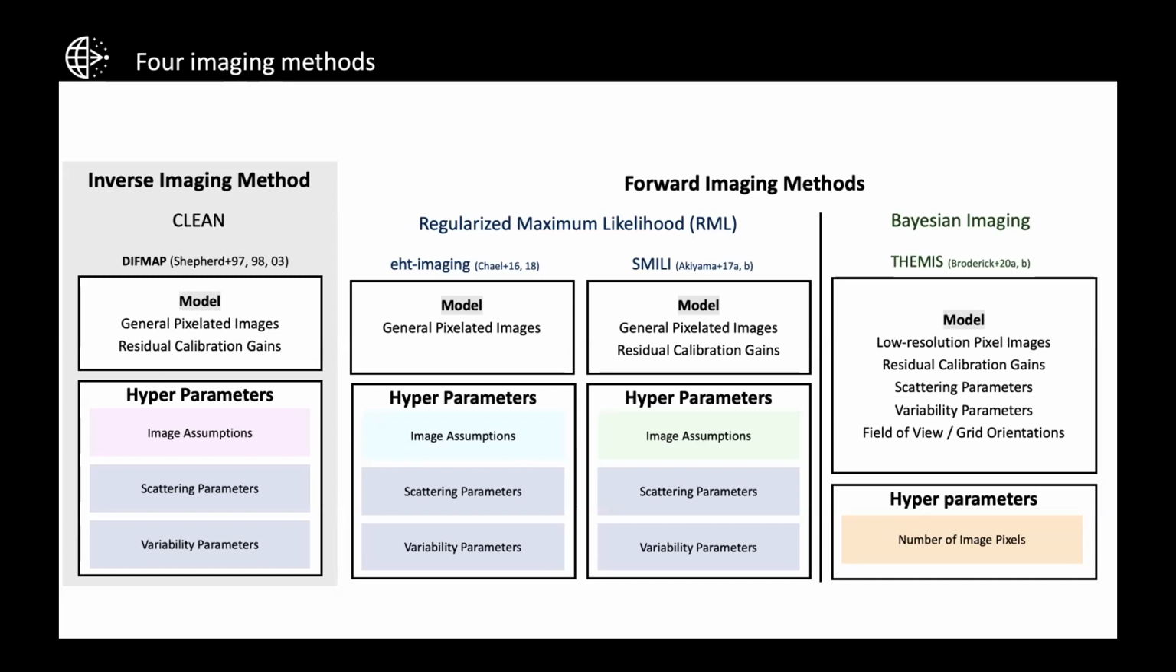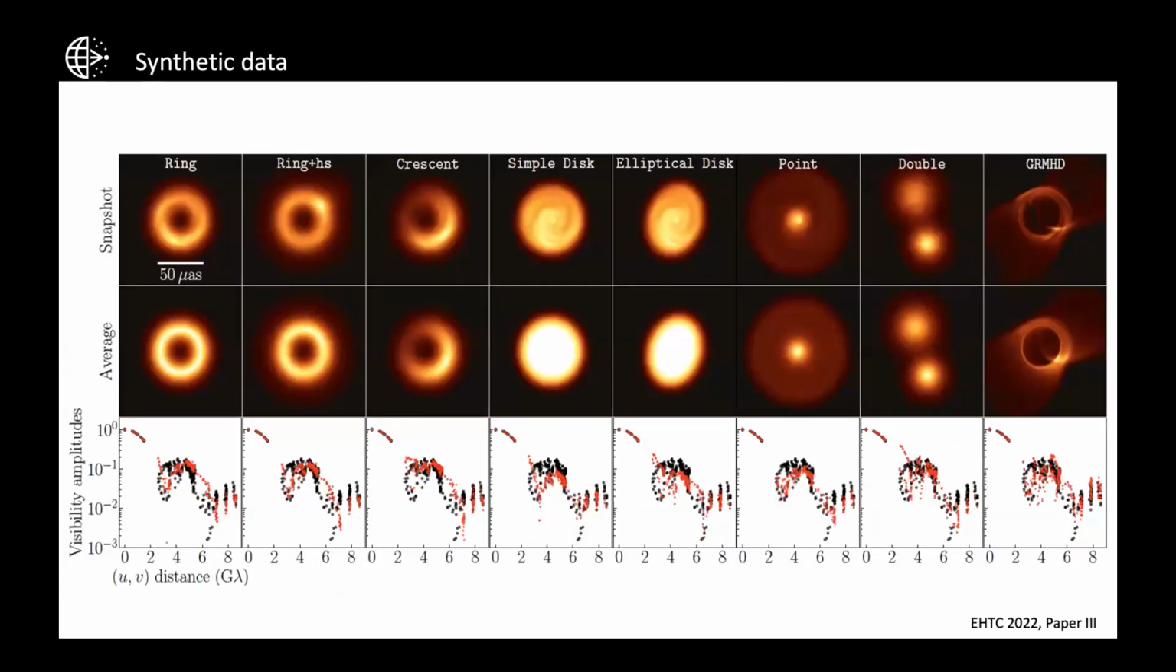And each one of these methods requires, of course, a set of initial conditions and parameter combinations. Before using this on the actual data, we trained these algorithms with synthetic data sets, just to make sure that they work properly. So we produced 8 different synthetic geometric models, with ring and non-ring shapes. From left to right, we have a ring plus hotspot, crescent, simple disk, elliptical disk, a point source, a double, and a GMT model. These are not just random models, of course. These were done such that their properties match those of the actual Sagittarius A star data.